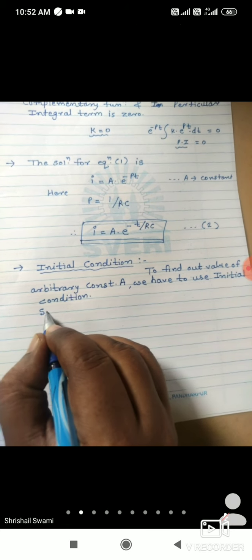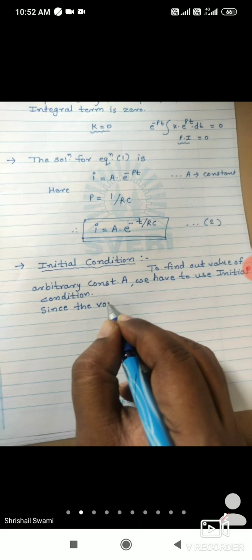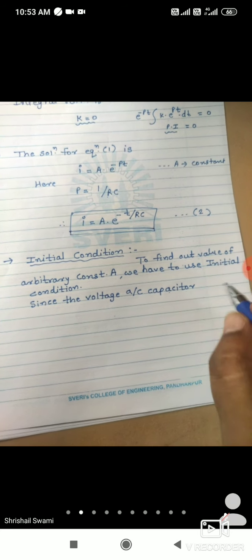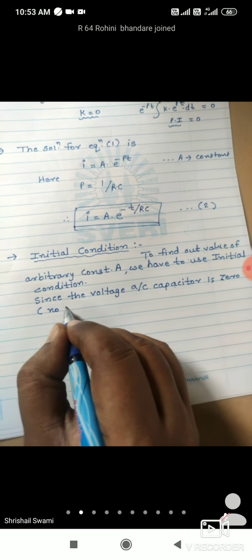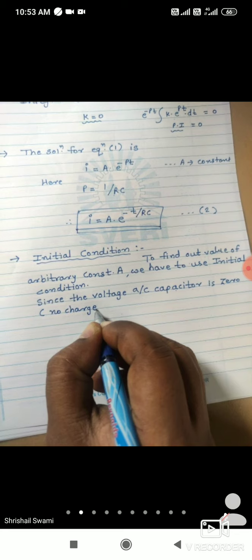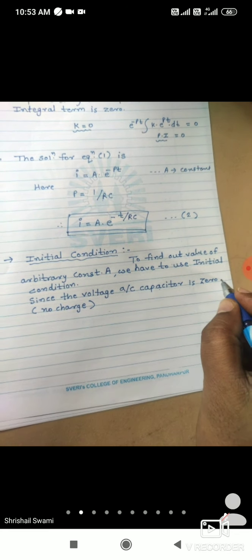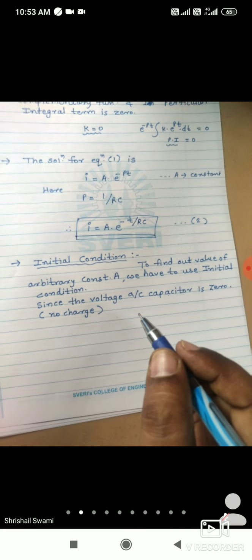Okay, so what will be the initial conditions? Since the voltage across the capacitor is 0 at initial. Why is it 0? Because initially no charge is present on the capacitor, therefore the voltage across the capacitor is 0. Okay, so if the voltage across the capacitor is 0, then what will be the current?